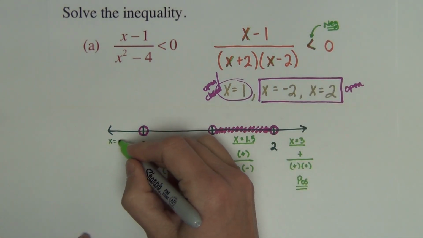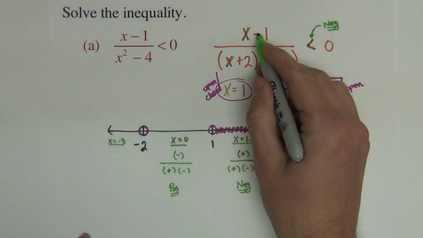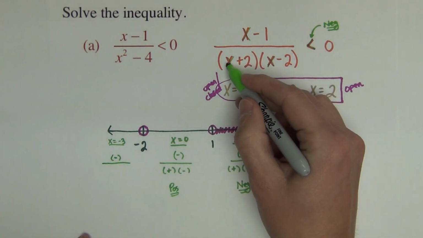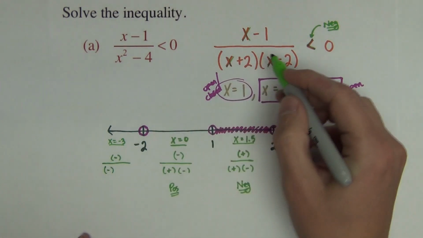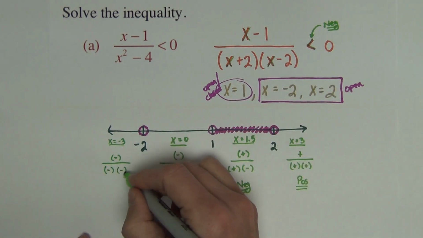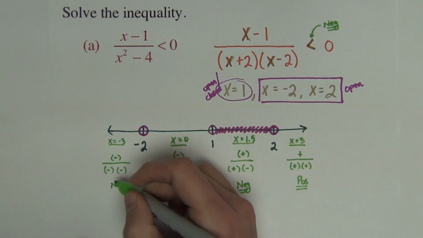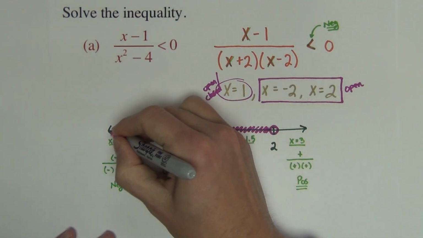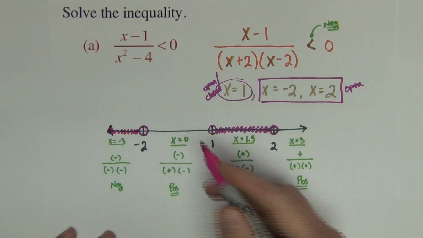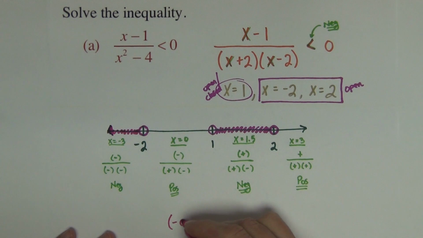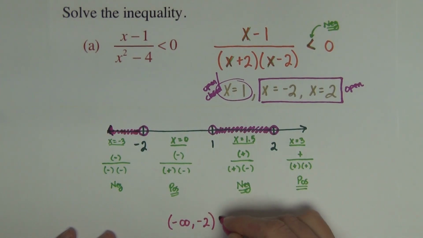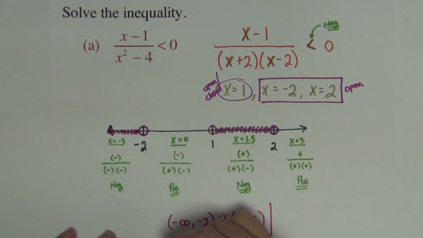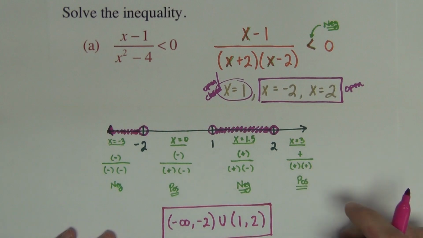And finally out here, maybe we choose -3. -3 minus 1 is negative. -3 plus 2 is negative. -3 minus 2 is negative. 3 negatives make negative. So we're going to shade where it's negative. Okay, so our interval solution answer will be -infinity to -2, union 1 to 2. And that's it.